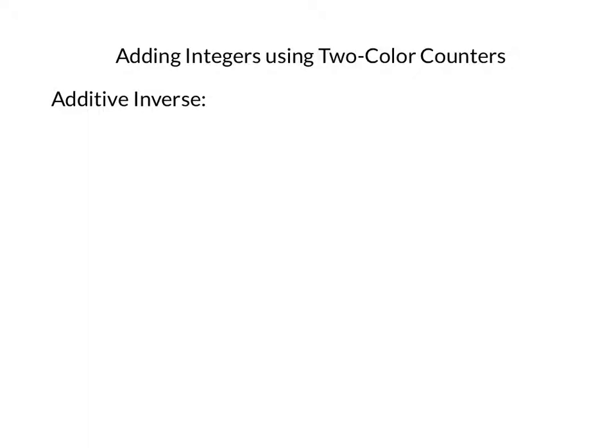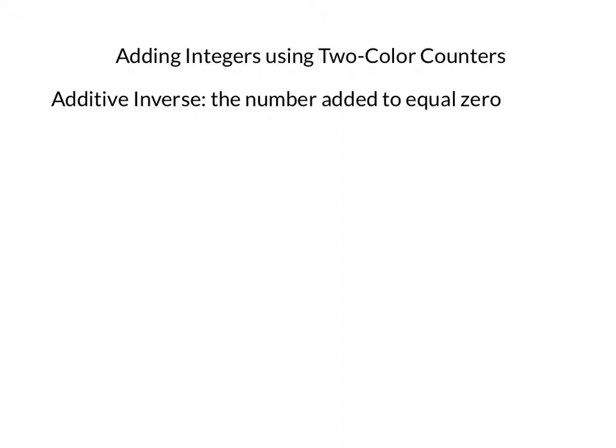We are going to add integers using two color counters. We're going to need to know what an additive inverse is. Well, obviously addition is involved. An inverse, hopefully you recognize that as an opposite. And that's what it is. It's the number we add to a number to make it equal zero. And additive inverses are numbers whose sum equals zero.